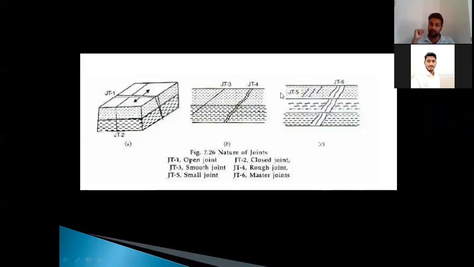JT5 is called a small joint. Why are they called small joints? Because they are quite restricted to a certain area. They are not elongated throughout the beds. Whereas JT6 is a master joint. Why is it called a master joint? Because it can surpass the bed boundaries and it can continue throughout the succession or throughout the beds. Hence, those are called master joints. So this was the miscellaneous classification of the joints.